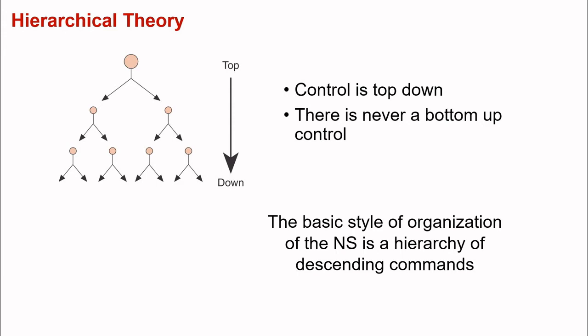This theory suggests that the basic style of organization of the nervous system is a hierarchy of descending commands. This theory suggests that motor control emerges from reflexes that are nested within hierarchically organized levels of the central nervous system. A key point in this theory is that meaningful movements are first generated spontaneously, and then after that they begin to be further regulated by external stimuli.